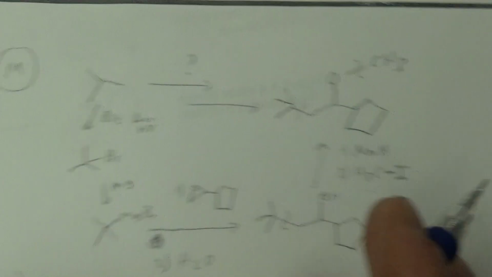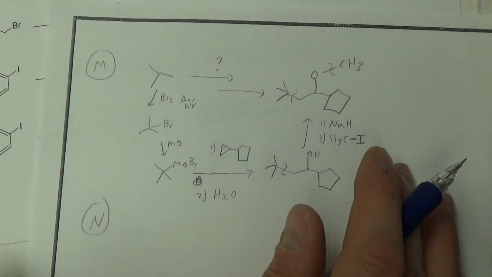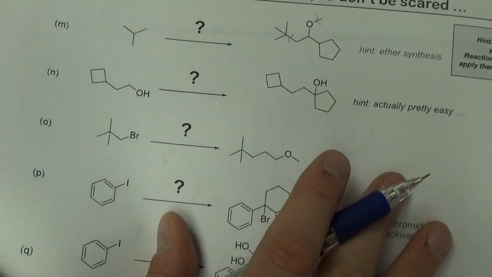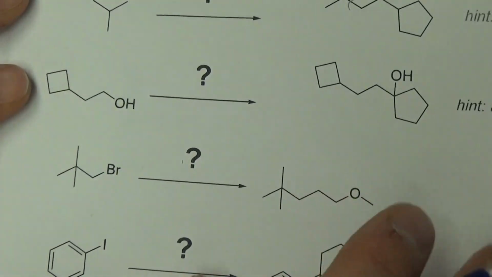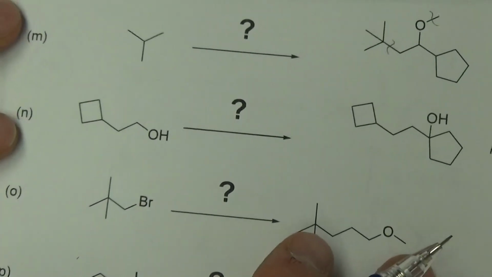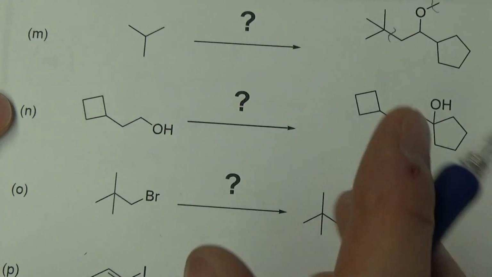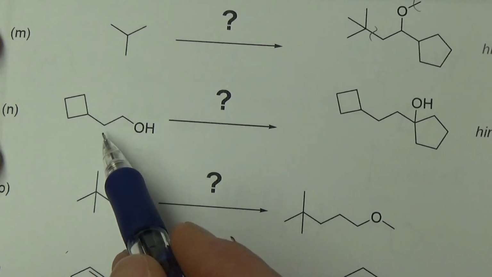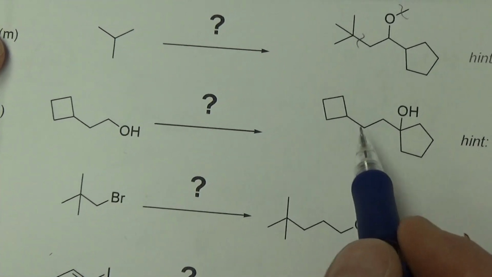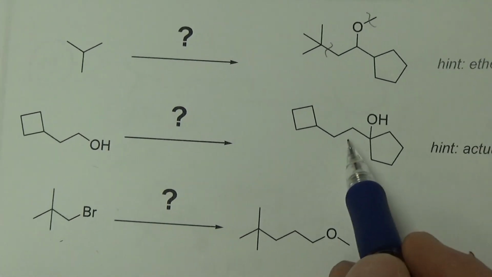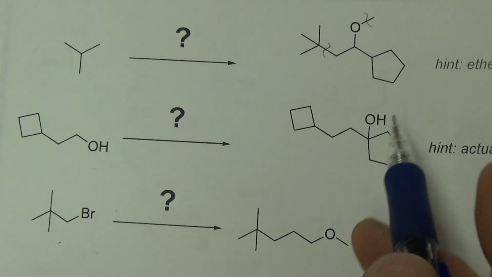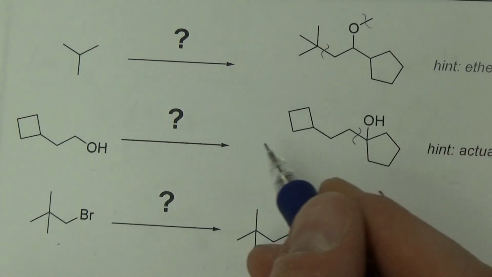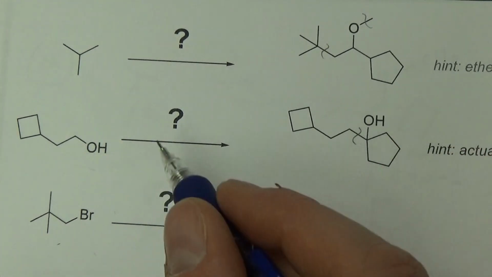What's problem N? Let's take a look at N. Problem N, it looks like you got an alcohol with a cyclobutane, 2 carbons, OH. I can kind of see that here, cyclobutane, 2 carbons. It looks like we're cleaving right, or we're forming that bond. Not exactly sure how we're going to do this. I can't just magically say, oh, I know what it is.